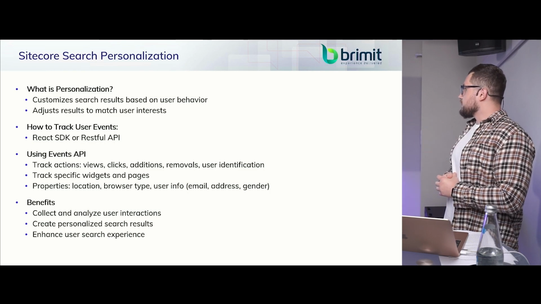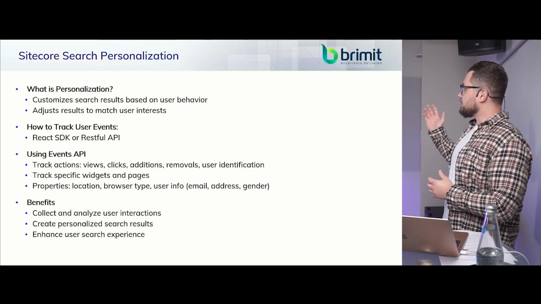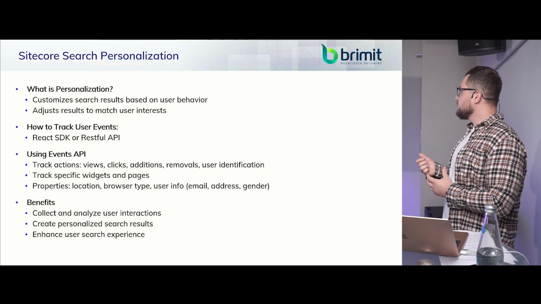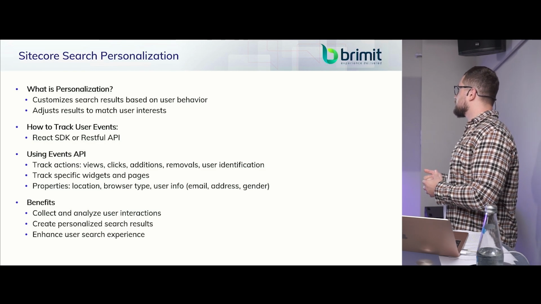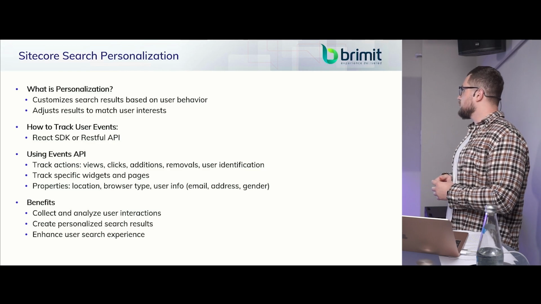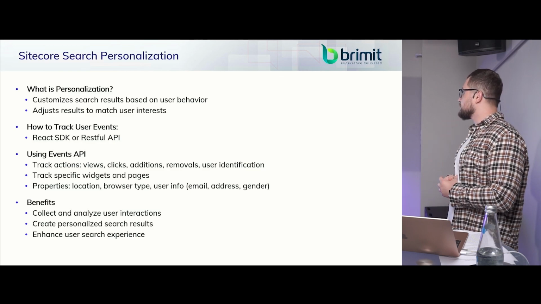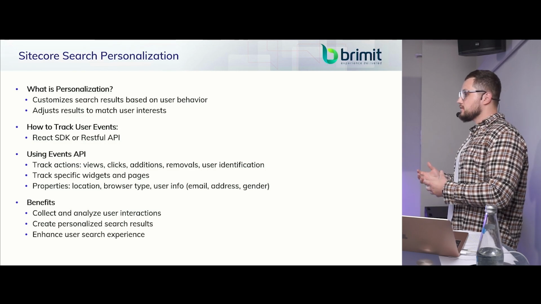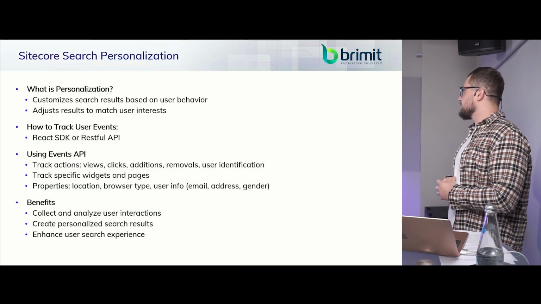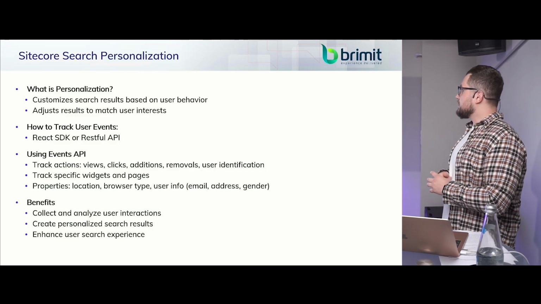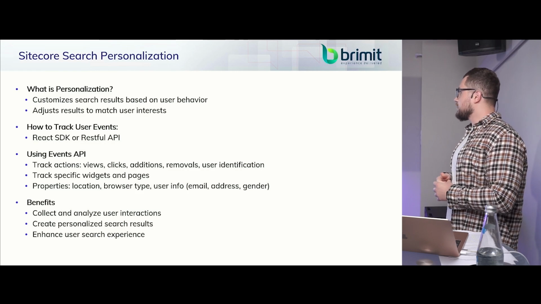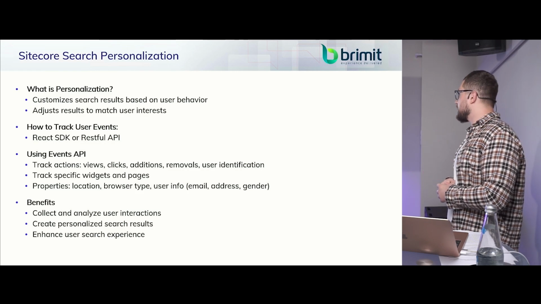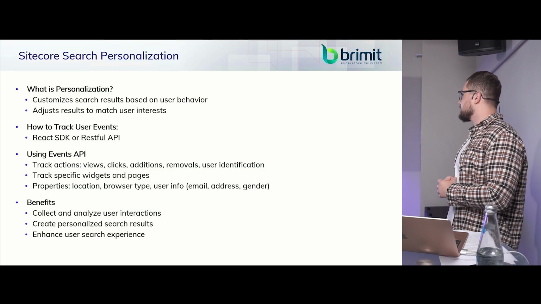The next, of course, from example, React SDK or RESTful API, you can track actions like views, clicks, additions, removes, and you can track some user identifications. Also, you can track some pages or some specific widgets, and the Events API has a lot of properties like location, browser type, and some user information like email, address, and even gender.